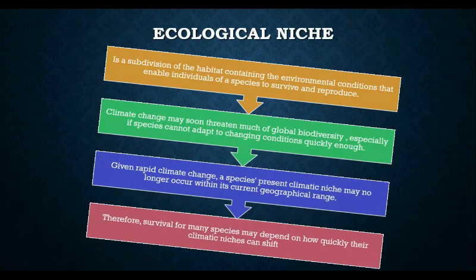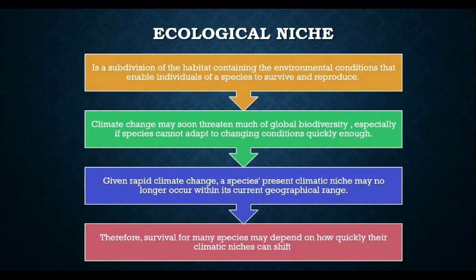Ecological niche. A niche is a subdivision of the habitat containing the environmental conditions that enable individuals of a species to survive and reproduce. Climate change may soon threaten much of global biodiversity, especially if species cannot adapt to changing conditions quickly enough. Given rapid climate change, a species' present climatic niche may no longer occur within its current geographical range. Therefore, survival for many species may depend on how quickly their climatic niches can shift.